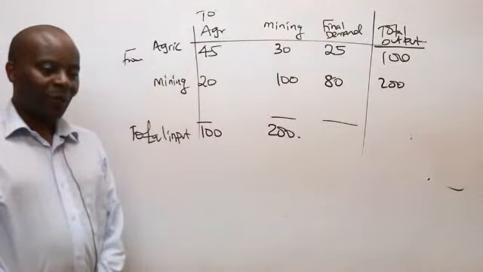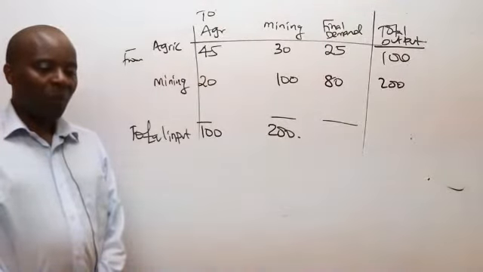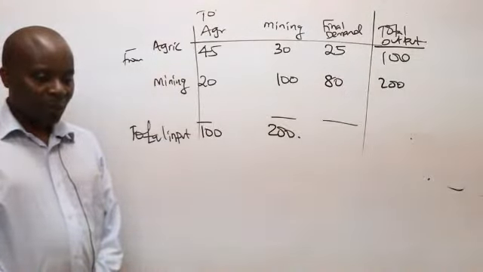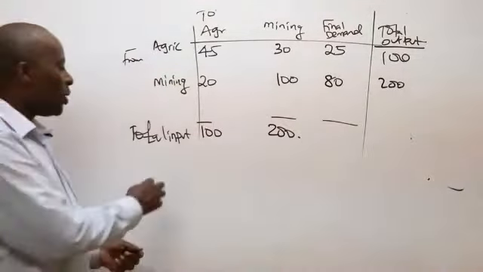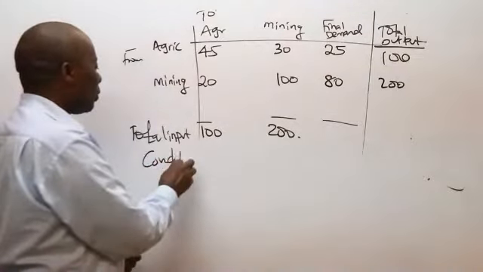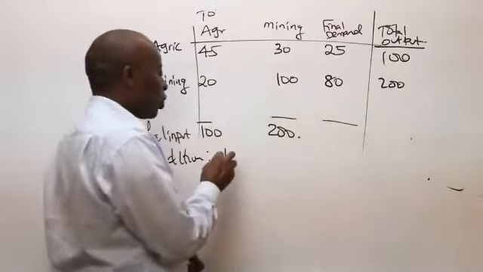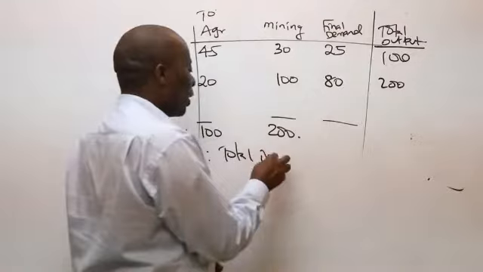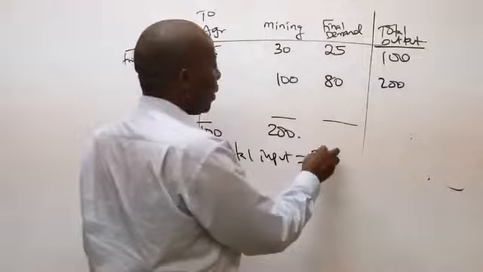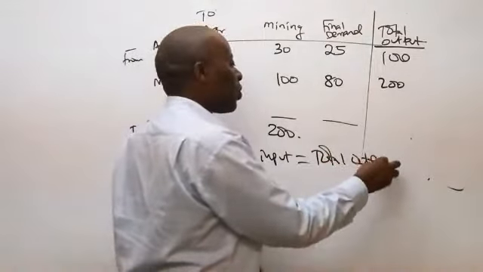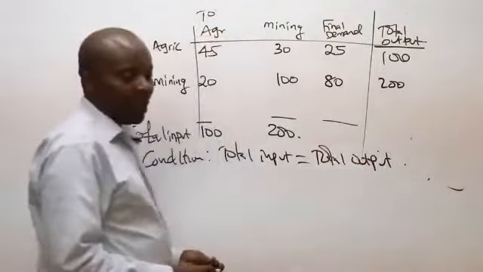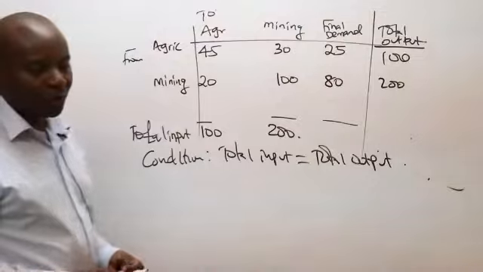Anybody who is able to see where I'm getting those figures from? Have you ever seen these figures anywhere else? Yes, total output. Because the first condition that you are supposed to master as students of input-output is that total input will always be equal to total output. Once you get this wrong, then you can never really get anything out of this.